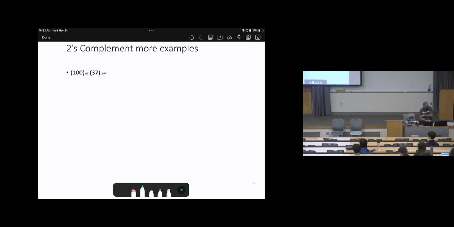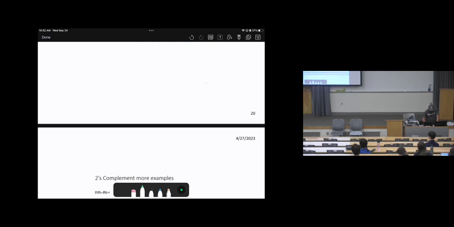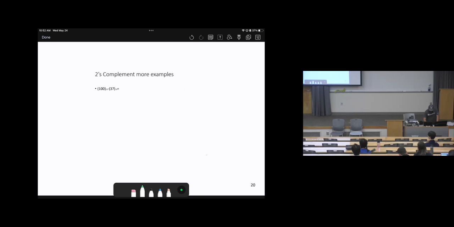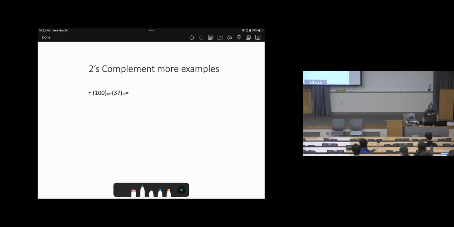Let's assume this example we have. Let me see if there is one more example. Yeah, we do have more. Okay, we have 100 minus 37, and let's assume we have an 8 bits register, an 8 bits binary register. We need to find this using the 2's complements, not using the 9's or 10's. What should I do? Convert all of these numbers to binary first, then do the analysis.